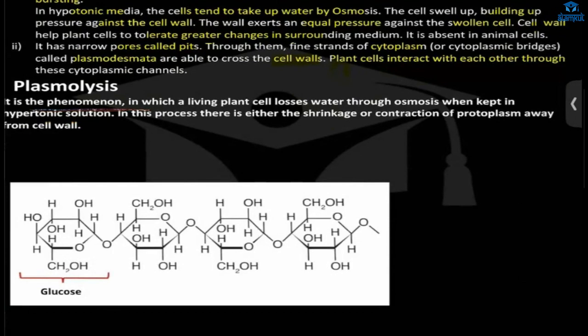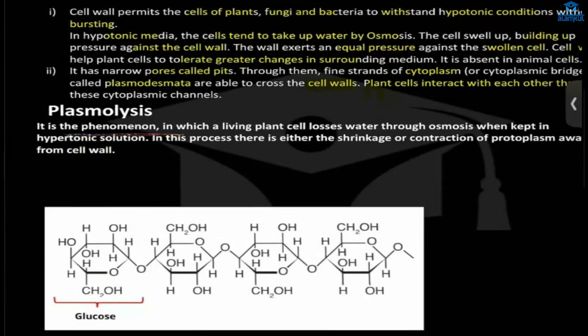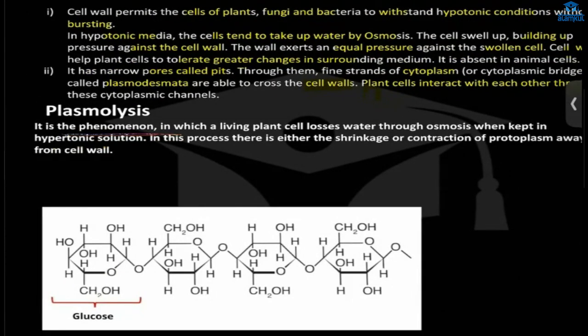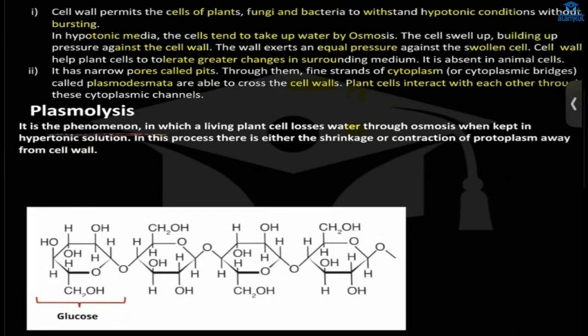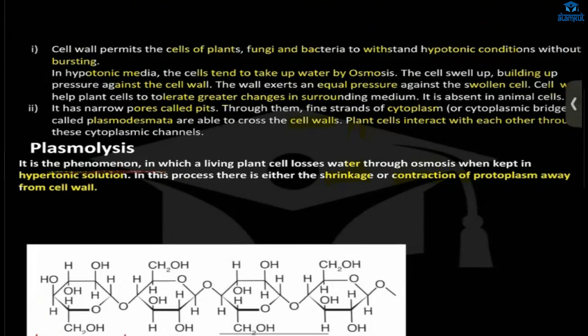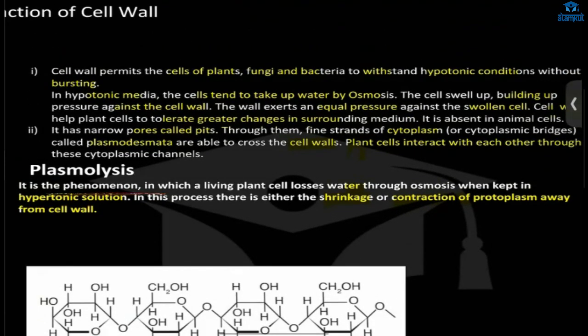Bridges. Next, plasmolysis. It is a phenomenon in which a living plant cell loses water through osmosis when kept in a hypertonic solution. In this process, there is shrinkage or contraction of the protoplasm away from the cell wall. For the cell wall, how many points do we have? We have the hypertonic solution, and then pits, connection between cells. All these things you have to write.